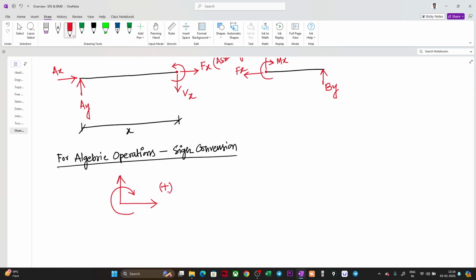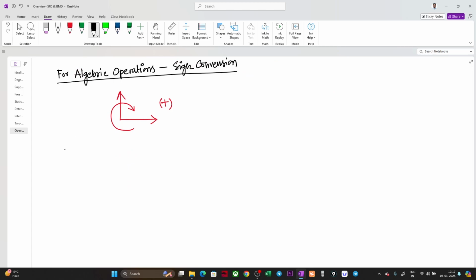So this is for algebraic operations. When we do any mathematical operation to find the internal forces and reactions, we'll use this sign convention. But to draw the bending moment and shear force diagrams, the BMD and SFD, what sign convention will we be following?